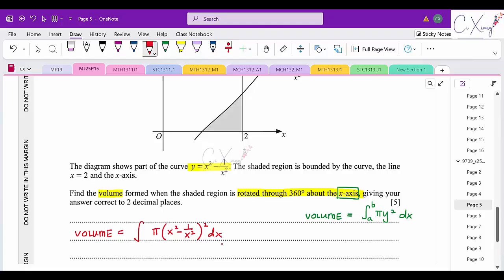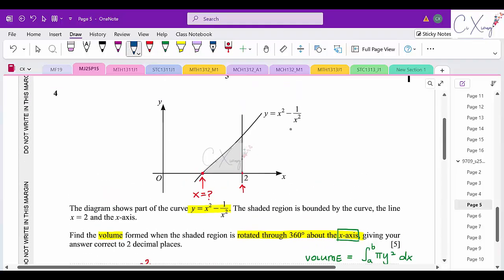And now let's have a look for the limit here, where the area starts. So the area or the volume starts at this point. I don't know what is the value for this. I need to figure it out now. Where the area ends at the line x equals to 2. So the upper limit will be the 2. And we still need to find the lower limit first, yeah? Okay. How can we find the lower limit? Very easy. It is actually the x-intercept for this equation, right?